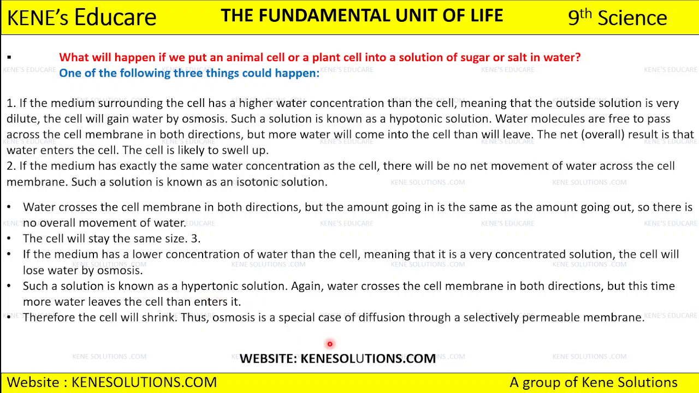Okay, so what is osmosis? Osmosis is a special case of diffusion that is taking place through a selectively permeable membrane, that is the plasma membrane, which we also call the cell membrane.